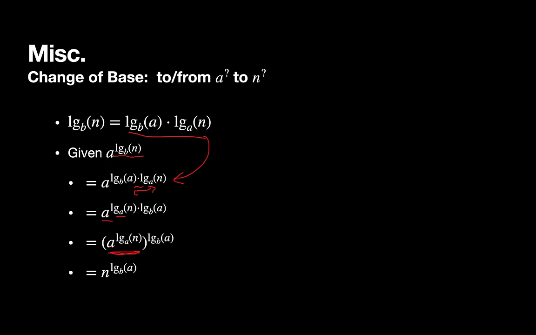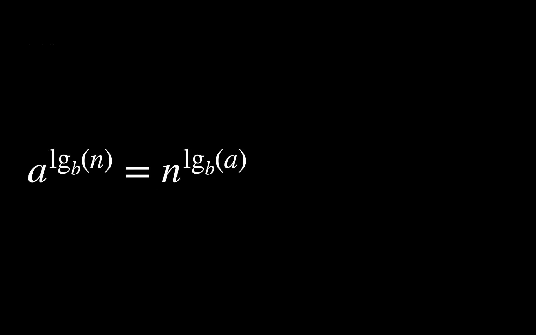Okay, where this leaves us is we've got this relationship where if we have a to the power of log base b of n, that's equivalent to n to the power of log base b of a. So we've got a way of transforming an expression in a to an expression in n and vice versa.